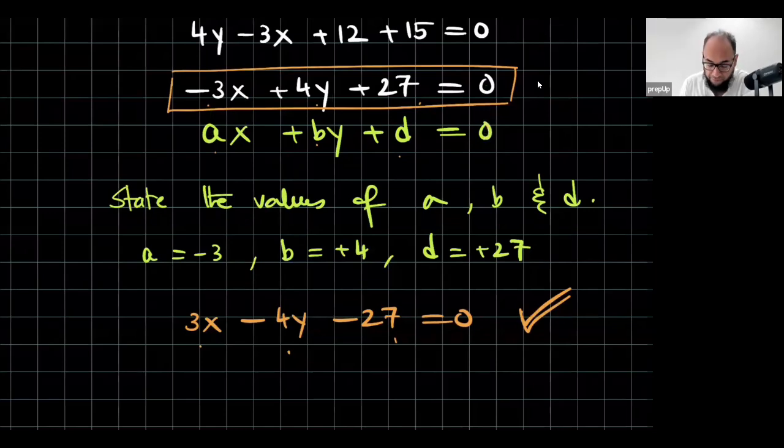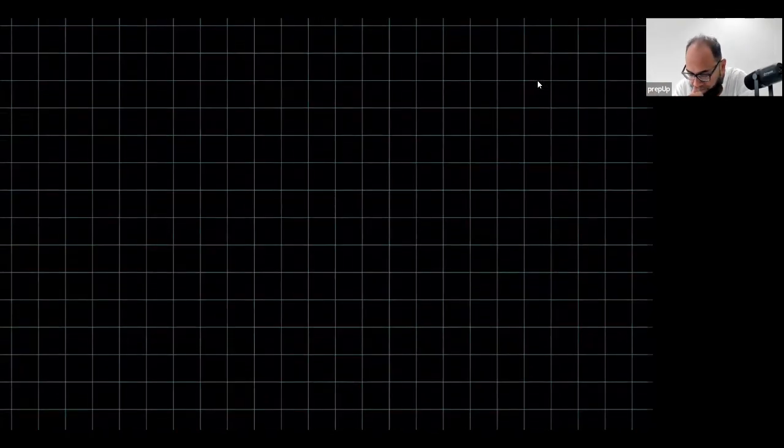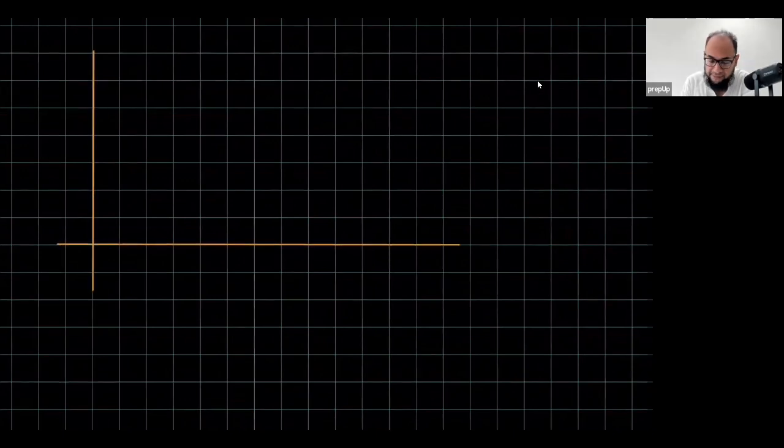That is perfectly good. Now, one other thing, something very, very common that people get mixed up with, that is the concept that this is the y-axis and this is the x-axis.